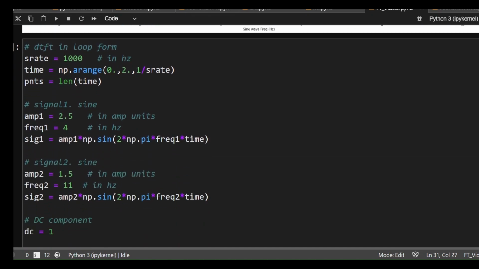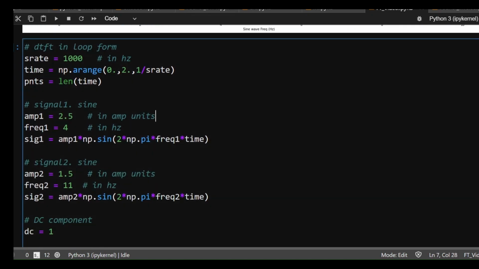Now we come to the final implementation of DTFT in a loop form. And this time we are going to take both sine and cos into account and recover our full spectrum back. Let's see what happens. So this is the most elementary implementation of discrete time Fourier transform.